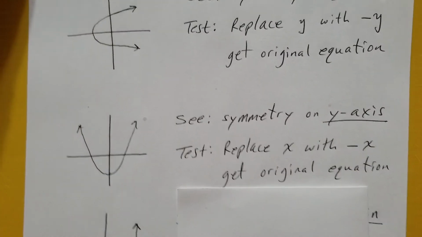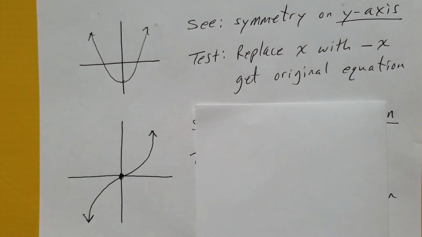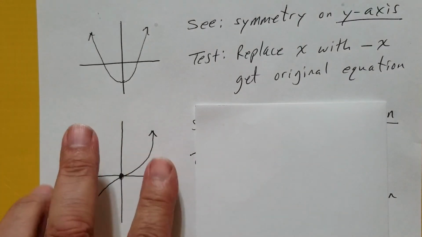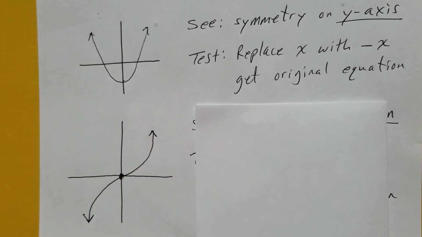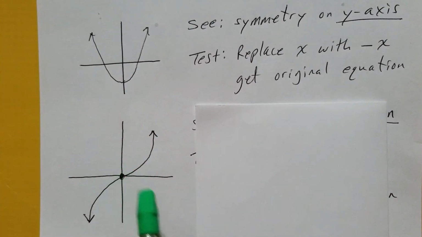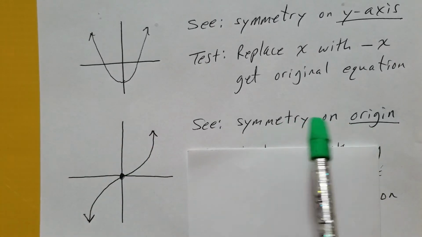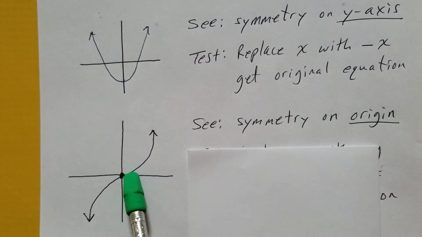Okay? And this last symmetry is not symmetrical with the y-axis, right? So if you flip it over, you don't get the same thing back. This will be on the left and this will be on the right. That's not the same thing. But if you turn it around the center, right, you're going to get the same thing back. So this is symmetry on the origin, right? The center, the origin. Okay?